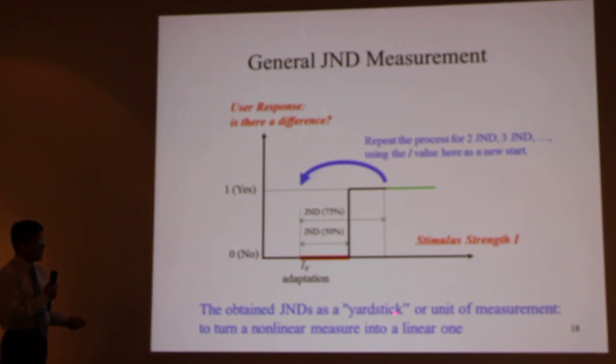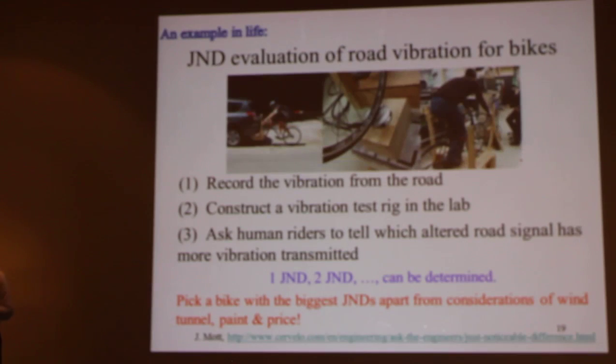JND can be the ruler or the yardstick for the measurement. Actually, this is the reason we say we can turn a nonlinear measurement into a linear one. Okay, JND might not need to be IT related and also high tech. It can be real everyday life.